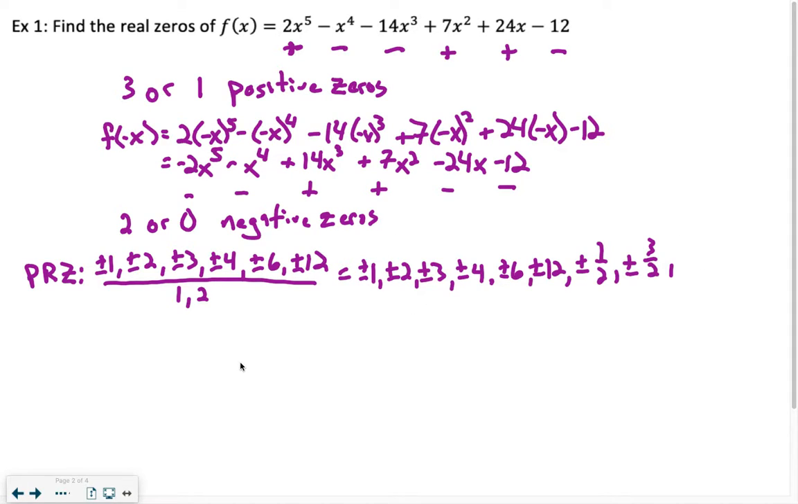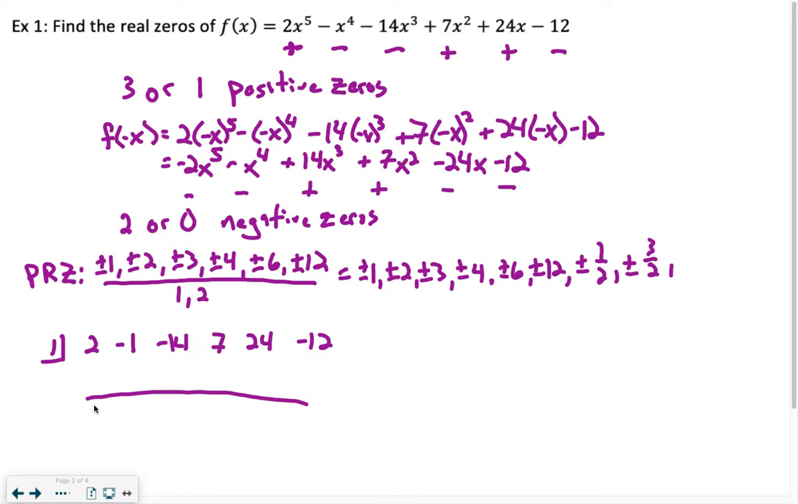All right, so step 4 said to take the smallest positive integer and test it using synthetic division. So my smallest positive possible rational zero is 1. So I'm going to test 1 here. List out my coefficients. So that's 2, negative 1, negative 14, 7, 24, and negative 12.